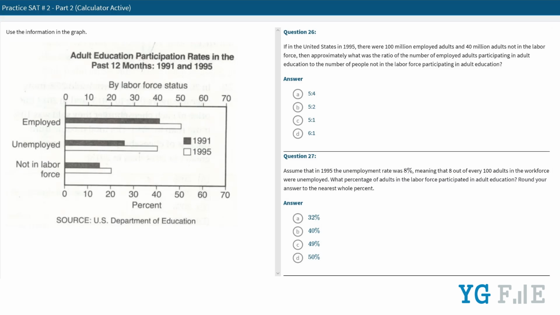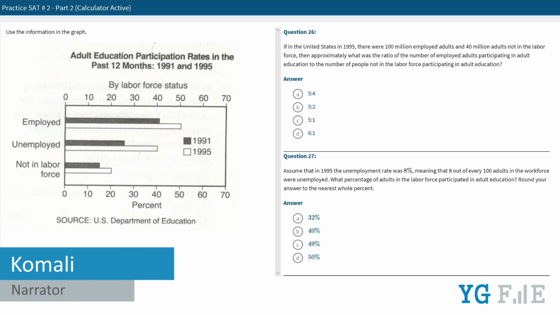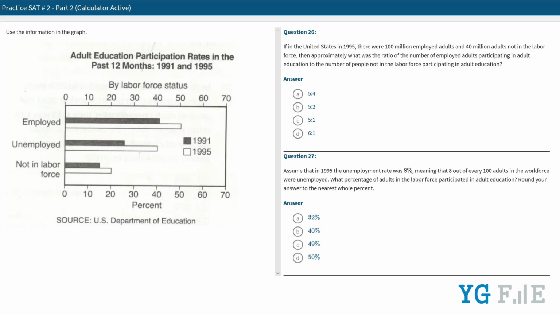Two problems. The information is given in the form of a bar chart for two different years, 1991 and 95. The solid colored bar is for 1991. The uncolored one is for 1995. This information is given as the adult education participation rates. That means a certain set of adults participate in adult education, and it is given here in this form. That means about 40% of the employed people participate in adult education. That's how you read this chart.